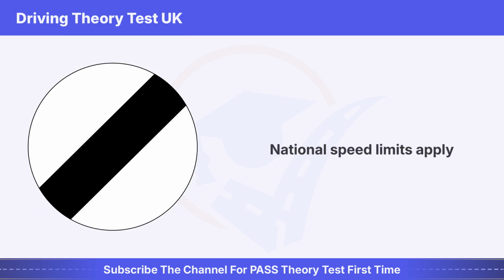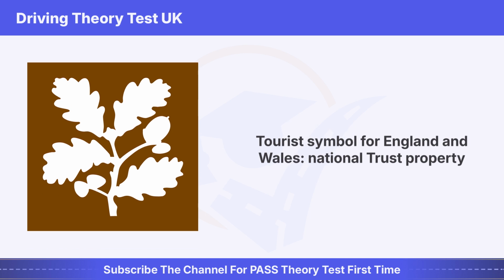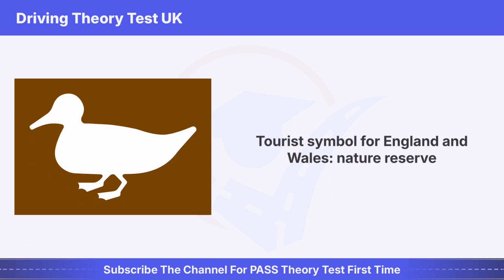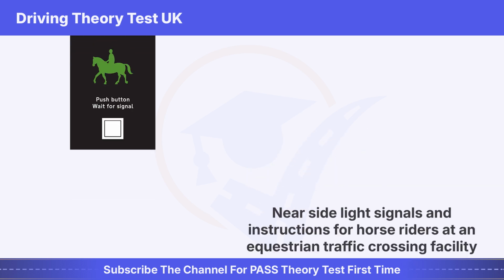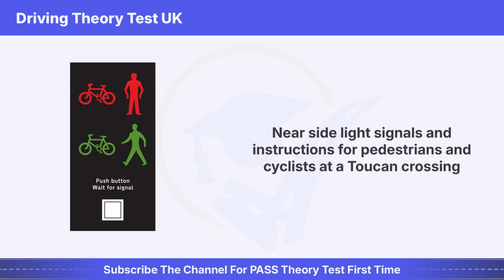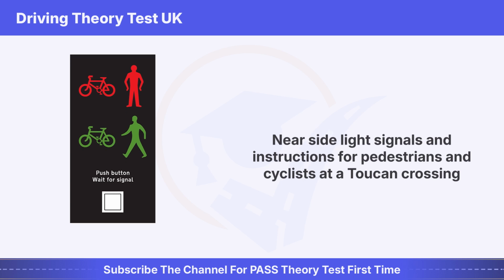National speed limits apply. Tourist symbol for England and Wales. National Trust property. Tourist symbol for England and Wales, Nature Reserve. Near side light signals and instructions for horse riders at an equestrian traffic crossing facility. Near side light signals and instructions for pedestrians and cyclists at a toucan crossing.